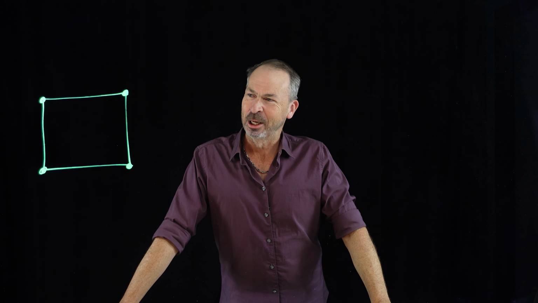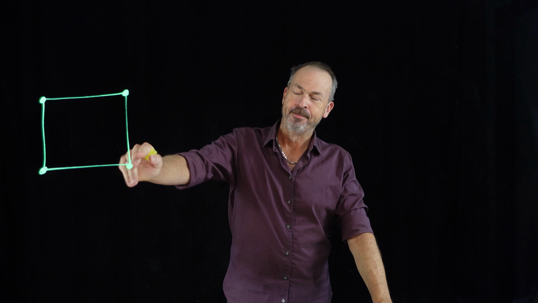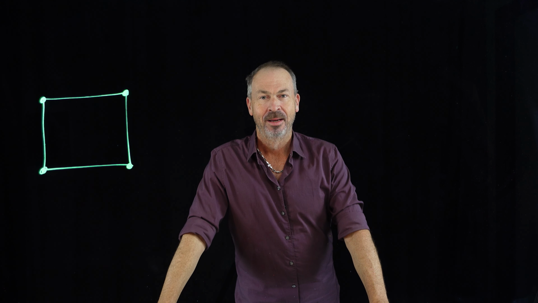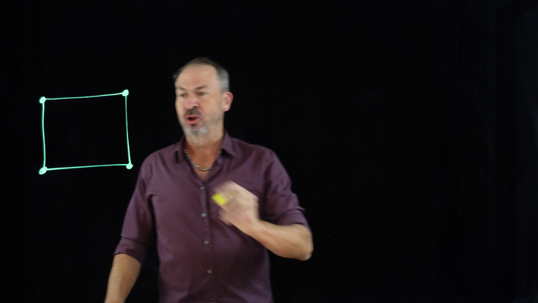G'day. Here's a little puzzle. I've drawn a square and added a dot to each corner of the square. So I've got 4 boundary dots right now. Let me add some dots inside the square. Maybe we'll add 2 dots.